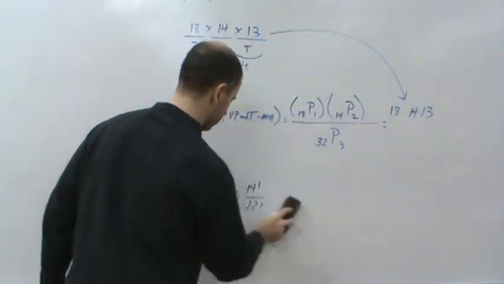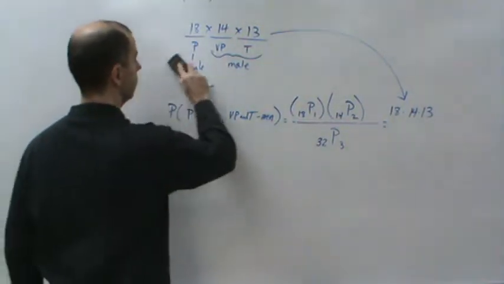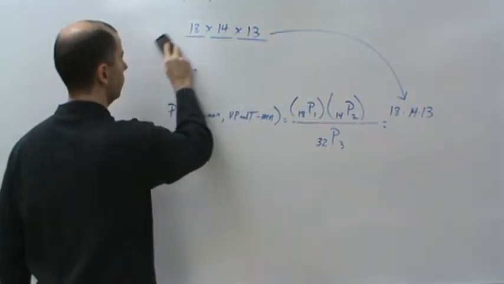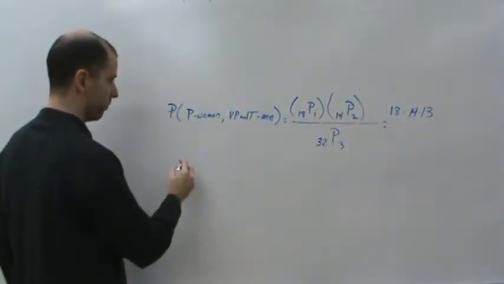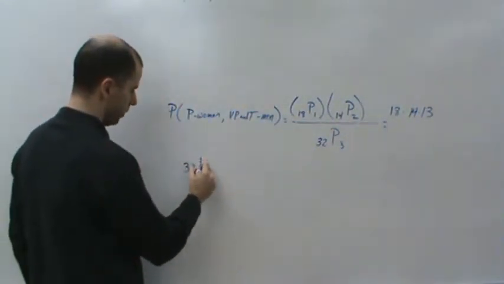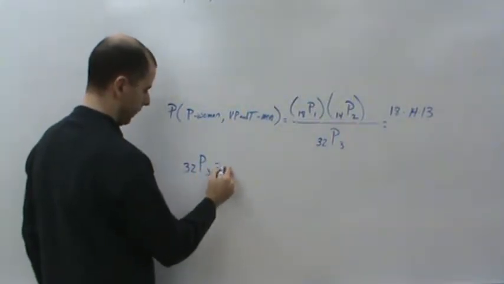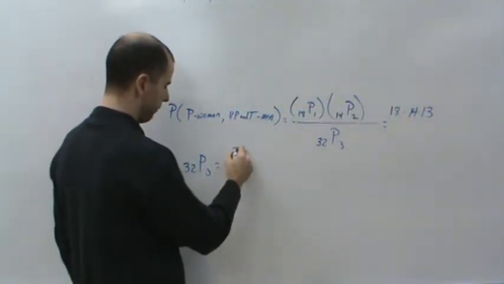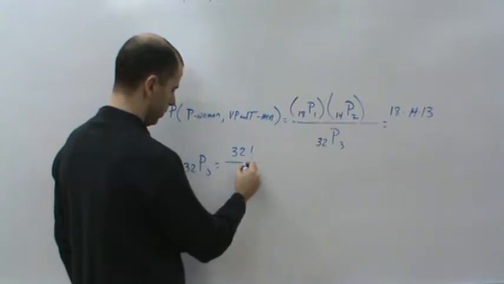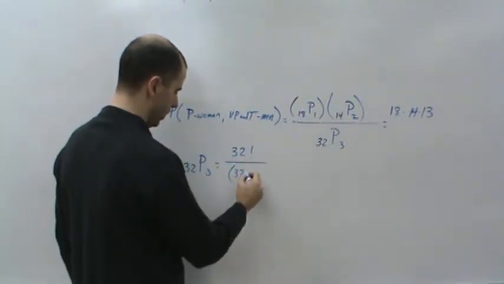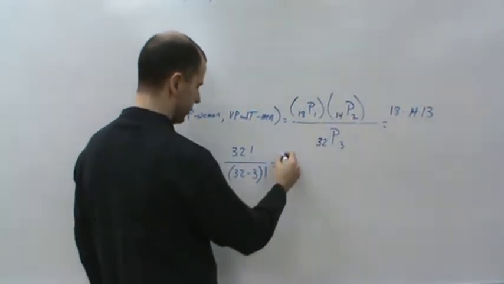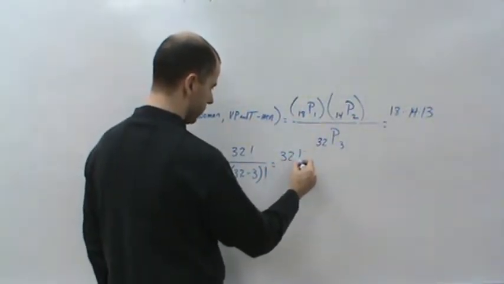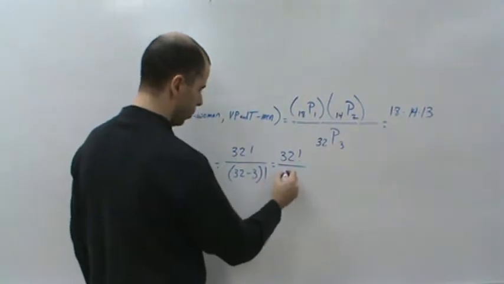Well, let's see. So we get 32p3. Well, that means that we have 32 factorial over what? 32 minus 3 factorial. And of course, that's going to give us 32 factorial over what? 29 factorial.